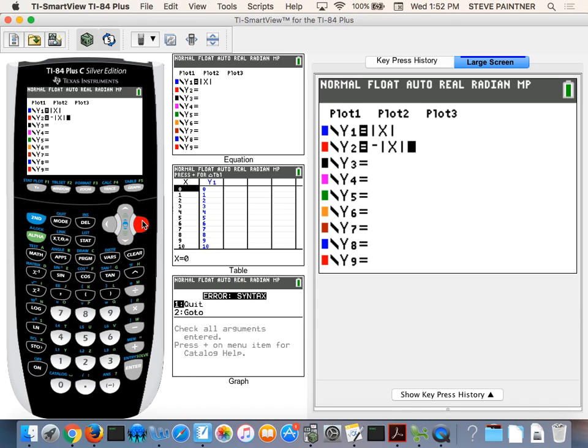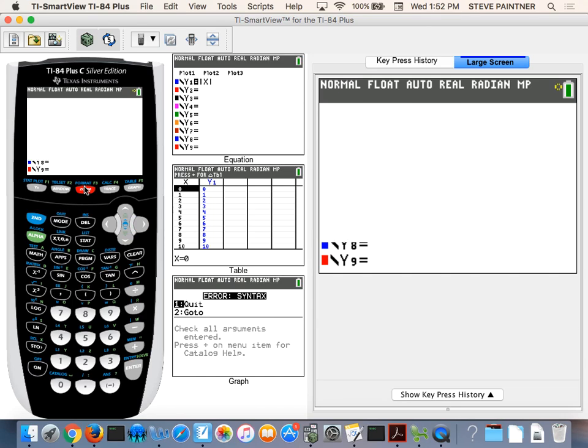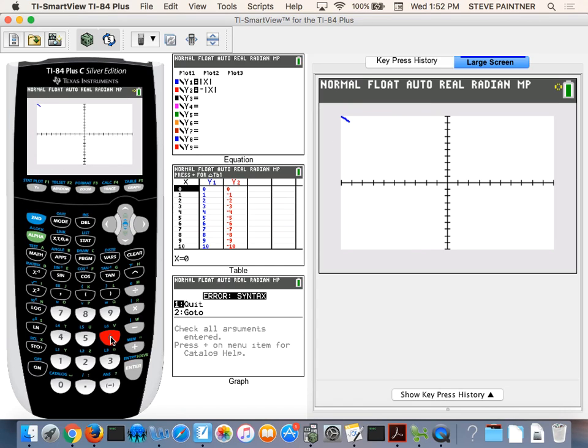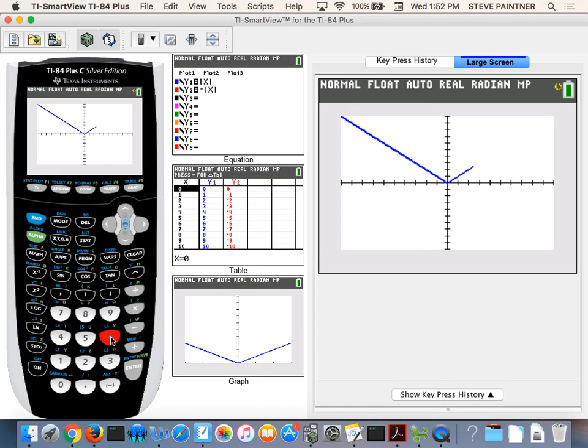And can I show you a secret? You want to see a secret? You've got to look up to see the secret. If you want 10 by 10, hit the word zoom. Right here, zoom. See this number 6? What's it say? Standard. Zoom standard. Just hit 6, and you get a 10 by 10 window right away. You don't have to go into your window. And by the way, the parent is over there in blue.